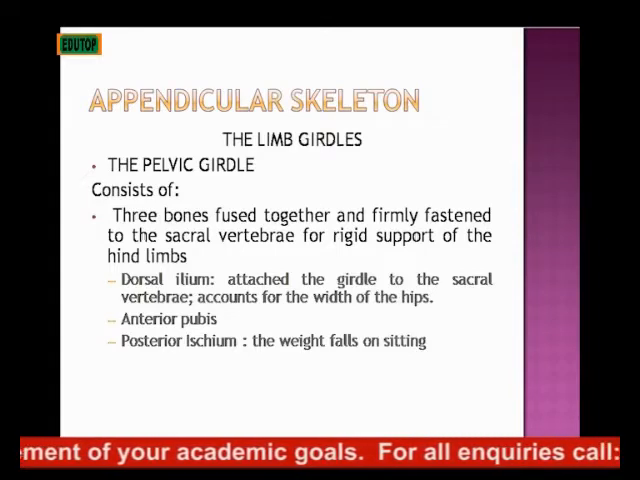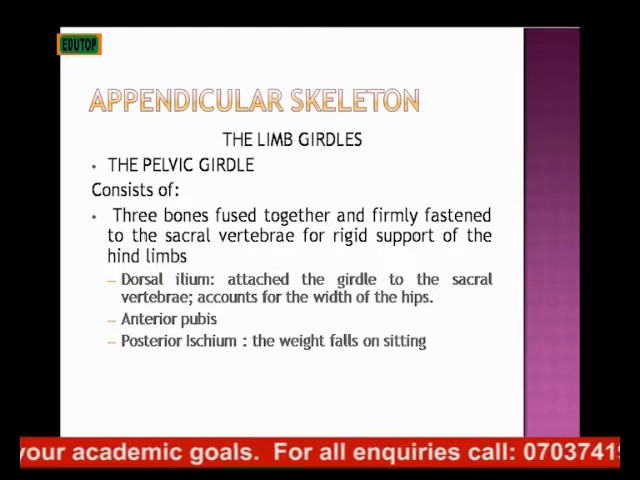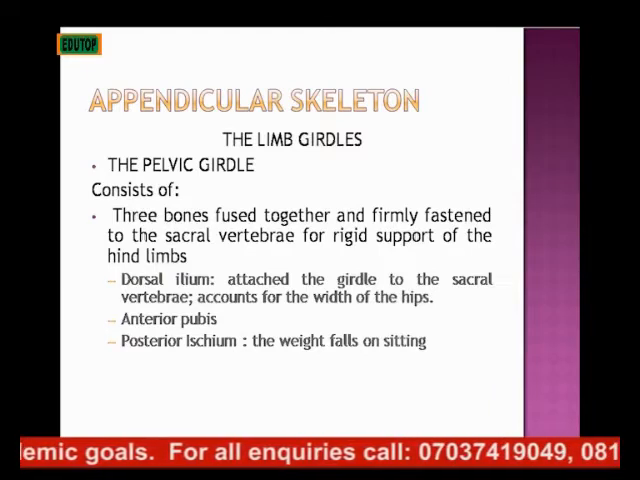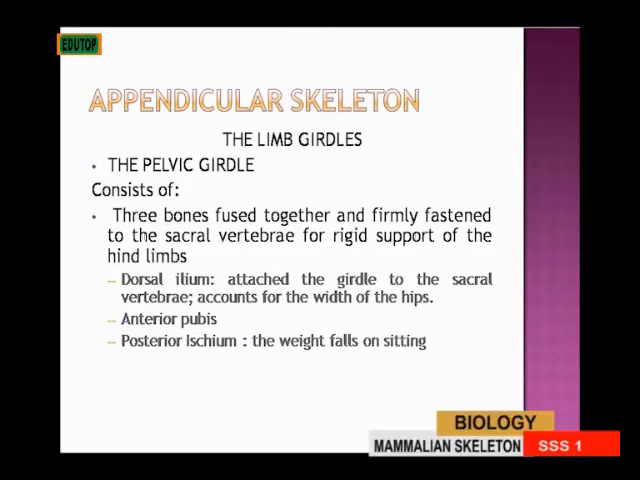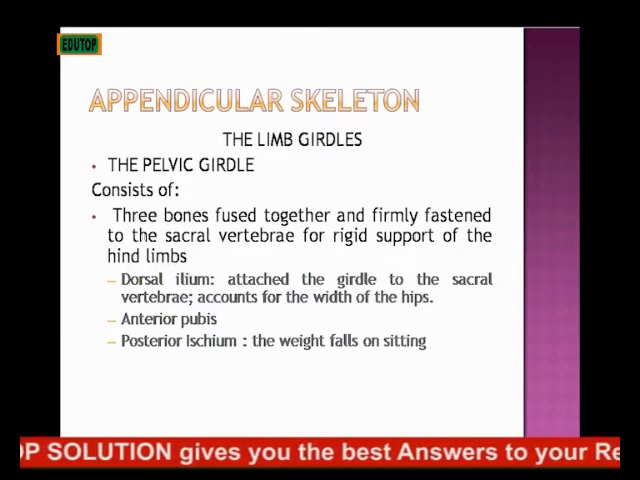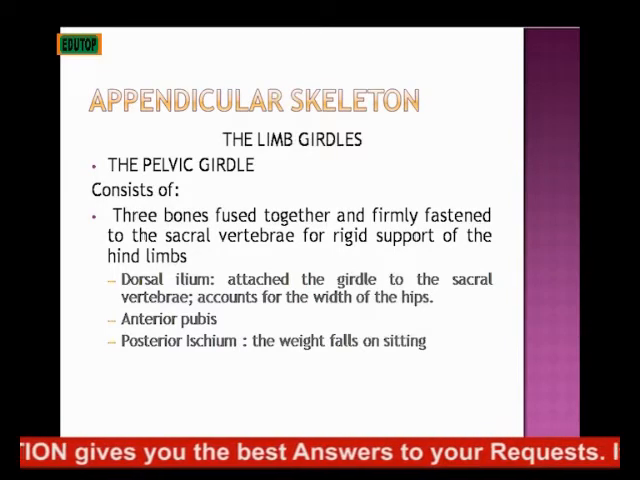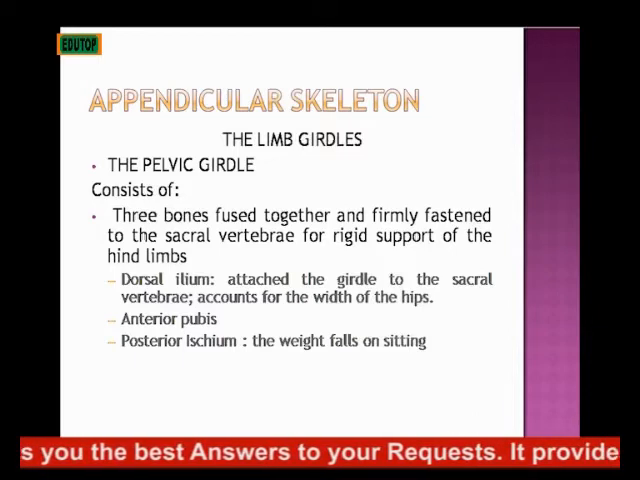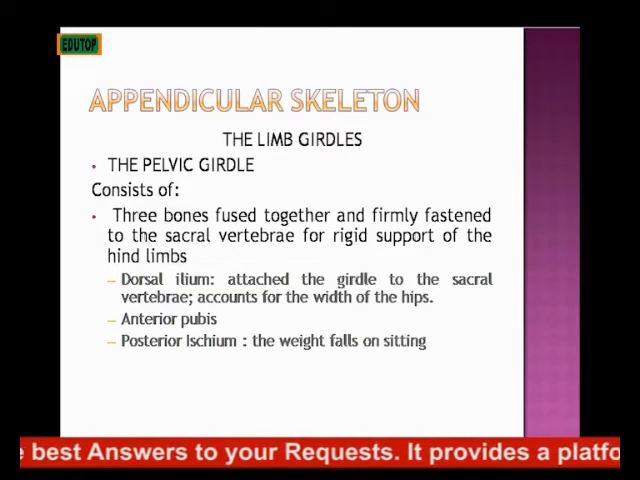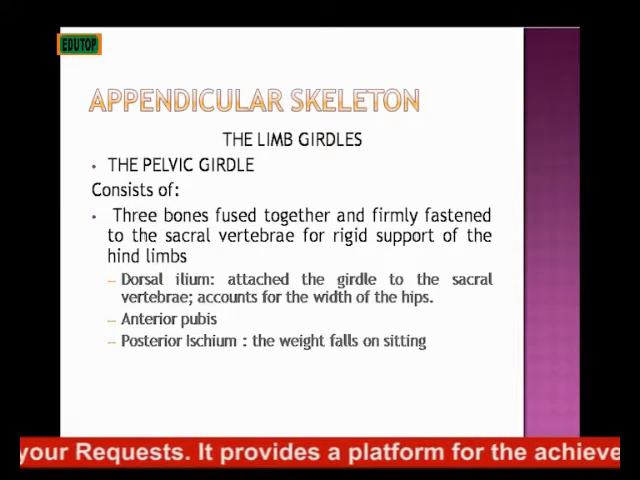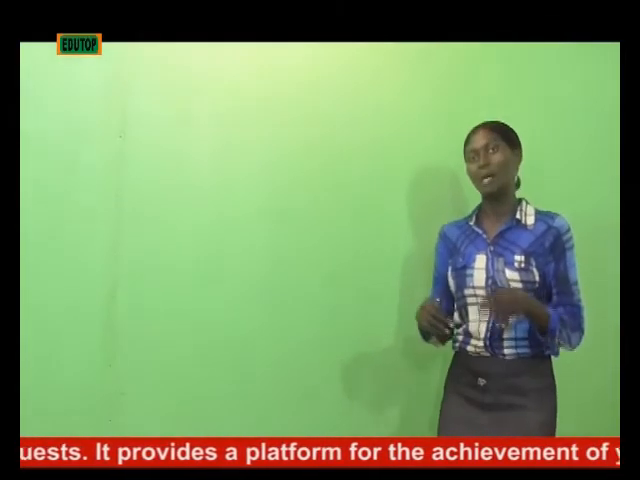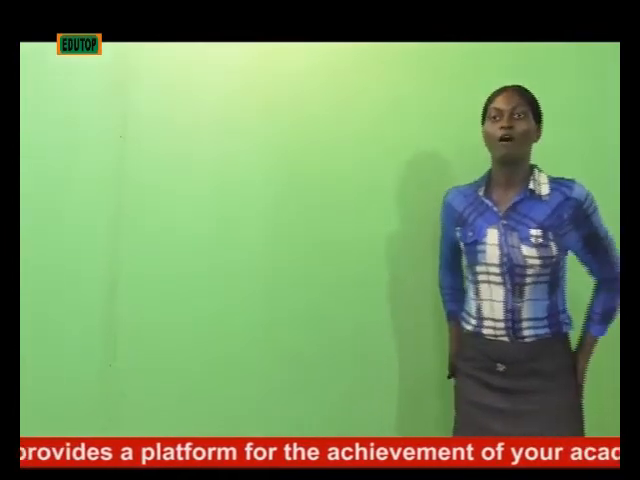And these 3 bones are the dorsal ilium. The dorsal ilium is attached to the sacral vertebra. It accounts for the width of the hips. Then the anterior pubis. And the last one is the posterior ischium, that's the one at the back. The weight of the body falls on the posterior ischium when you sit down, because it's at the back of the body.